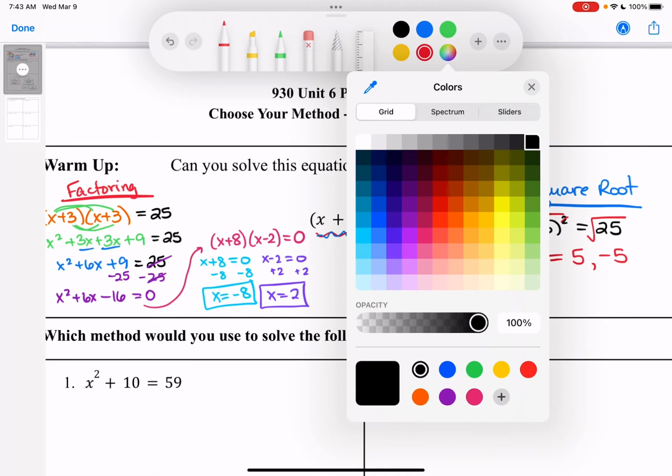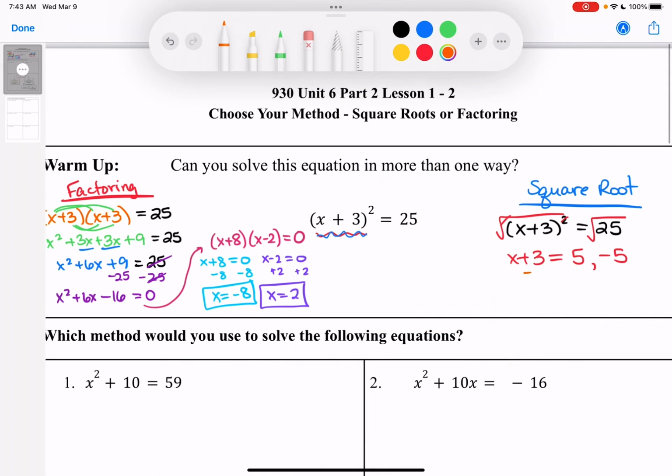And now I just have to move that 3. So I'm going to subtract 3 from both of my options here. So I get x equals 5 minus 3 is +2, and -5 minus 3 is -8. And look at that, I got the same exact answers.